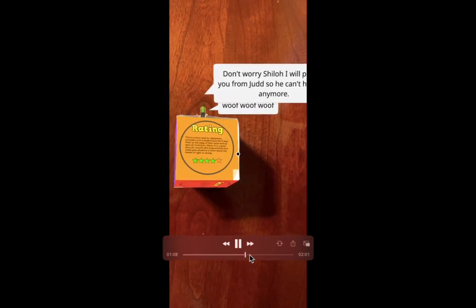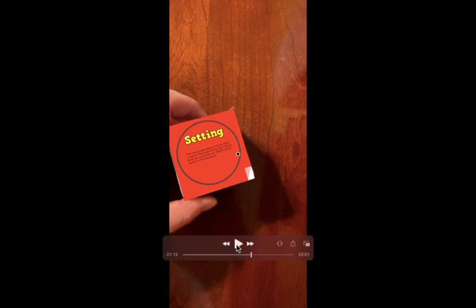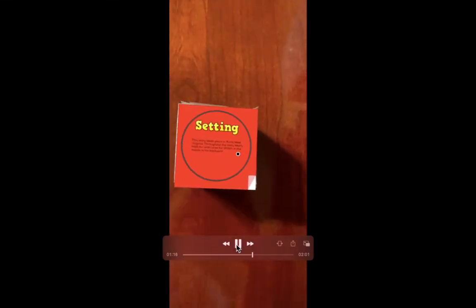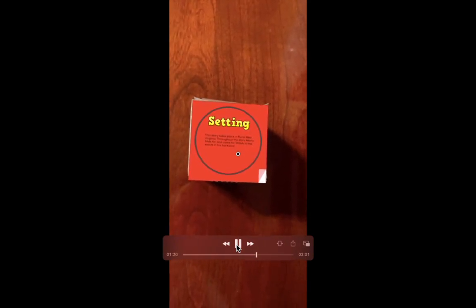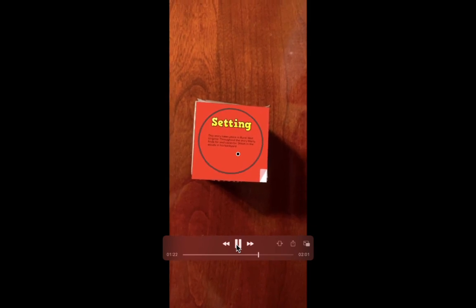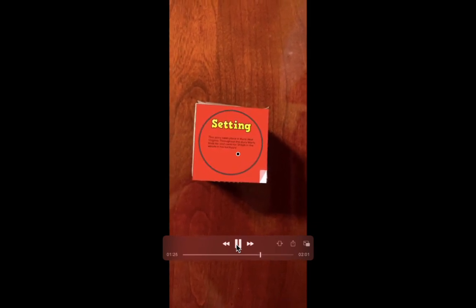Now kind of moving on, I'll skip ahead a little bit. The next side is the setting side. So I said that most of the book takes place in rural West Virginia, kind of in the woods behind Marty's house. That's where he finds Shiloh and ends up caring for him throughout most of the book.